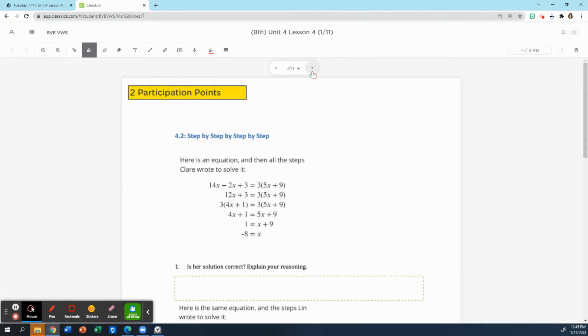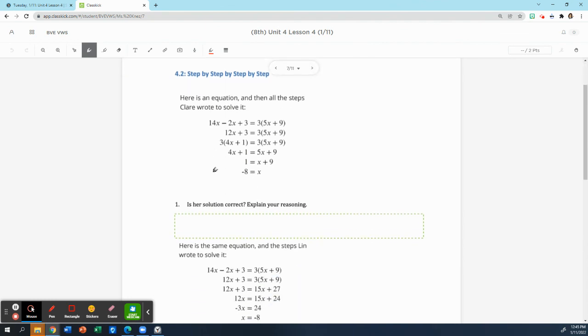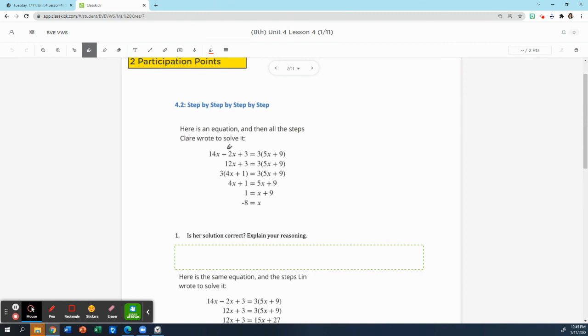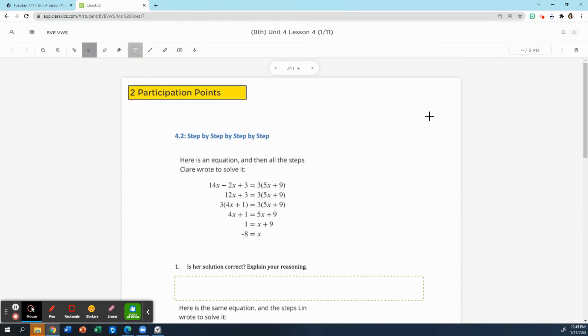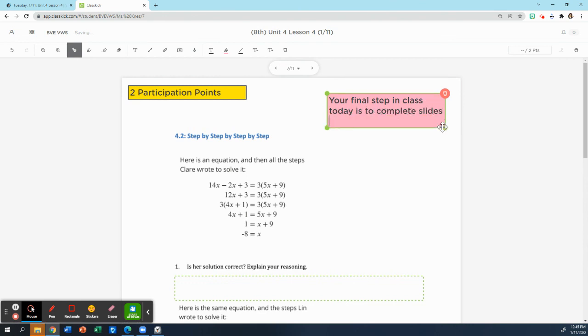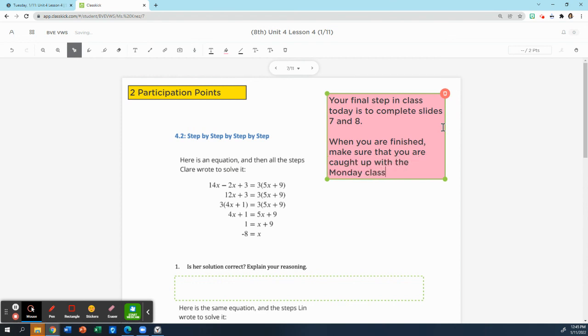Now, the last 2 slides that we completed during class were slides 7 and 8. And in slides 7 and 8, you're looking at the way that a few people solved this same equation, and you're determining whether or not the equations are true. So you're examining the steps. So your final step in class today is to complete slides 7 and 8. When you are finished, make sure that you are caught up with the Monday classwork.